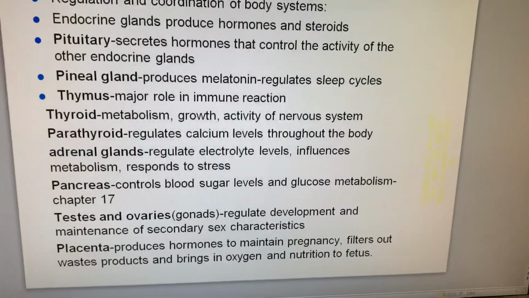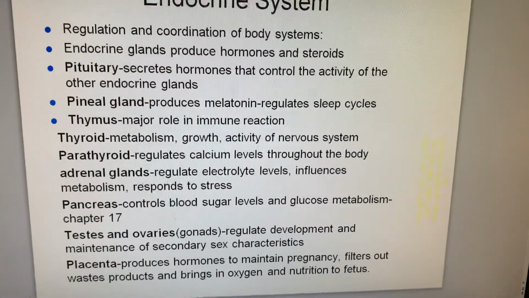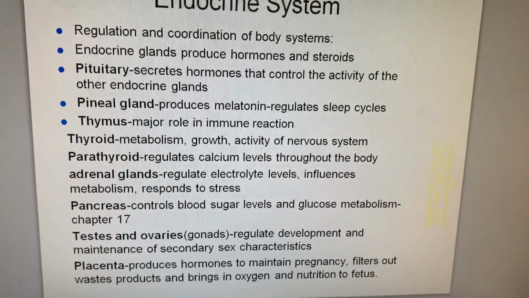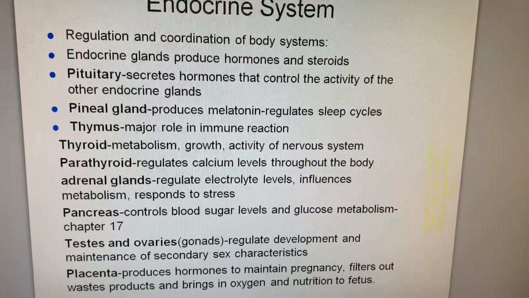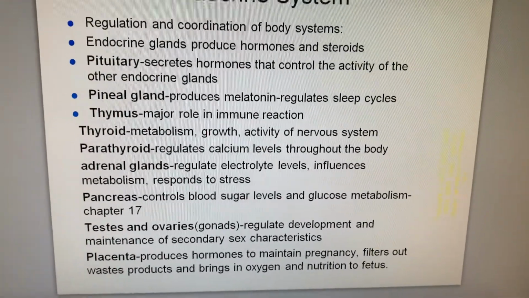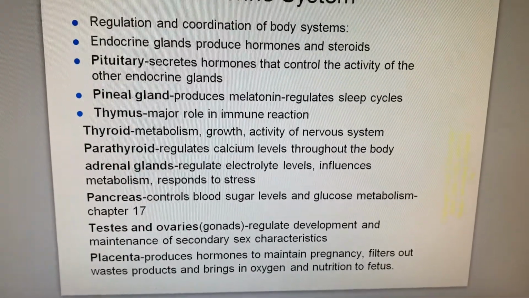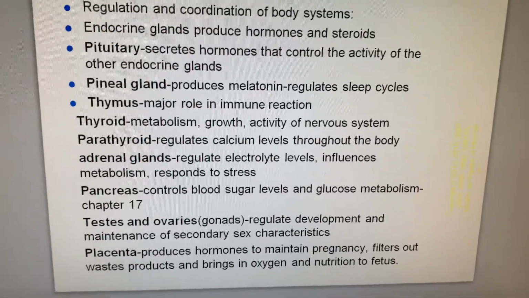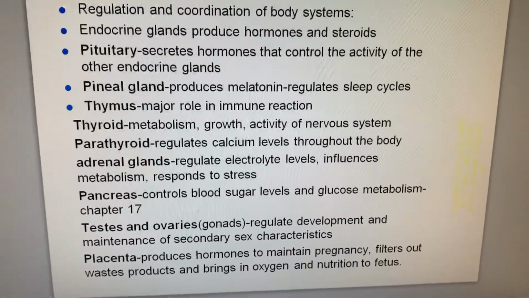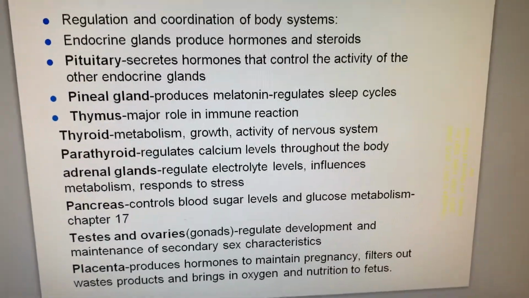The thymus gland, as you've already learned when you studied the immune system, plays a huge role in creating T cells and regulating immune function. Not so much when we're older because it begins to kind of atrophy, but hopefully it's done its job in our younger years, and it's very important in the immune system of babies and children.